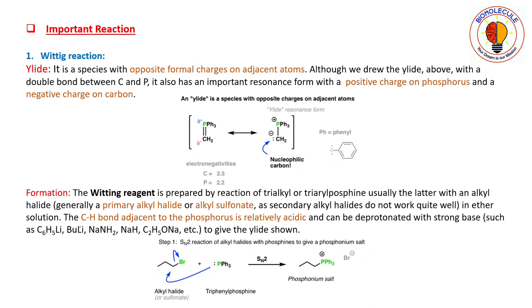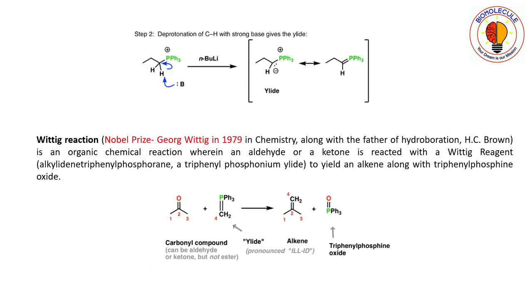Now the carbon hydrogen bond adjacent to the phosphorus is relatively acidic and can be deprotonated with strong base to give the halide. So now over here we can see this carbon phosphorus bond. This alpha carbon has two hydrogen atoms. Now these hydrogen atoms are acidic in nature. As you can see over here, these two hydrogen atoms are relatively acidic in nature.